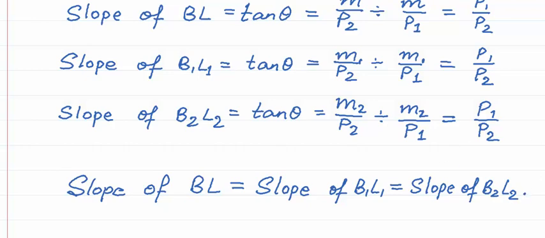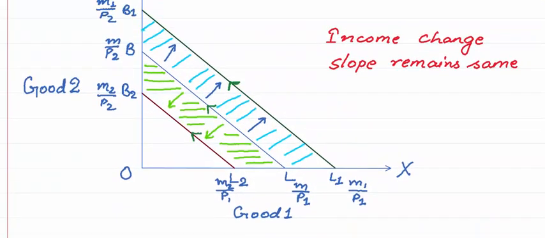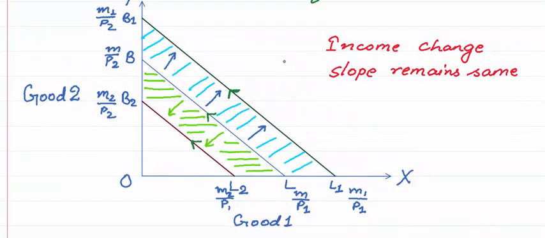So the change in income of the consumer does not change the slope of the budget line, but an increase in income of the consumer makes him afford more and more goods, and a decrease in income of the consumer takes some goods from him. He cannot purchase that amount of goods which he could purchase when his income was BL.